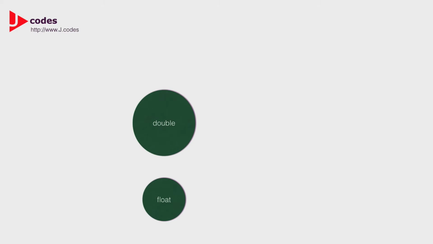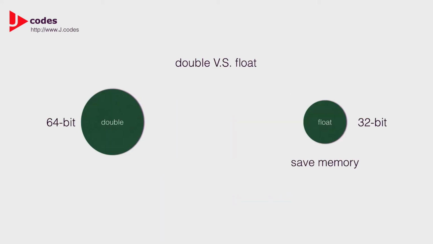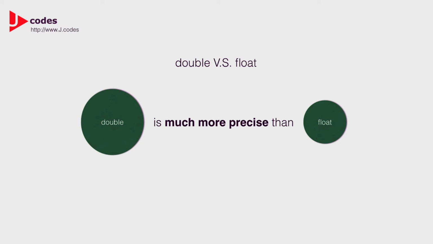Here we compare a double versus a float. A double is 64-bit, and a float is 32-bit. For example, a double is this precise, while a float is half as precise as a double. Double is 64-bit, while a float is 32-bit, so that means a float will save more memory than a double. However, a double is much more precise than a float.